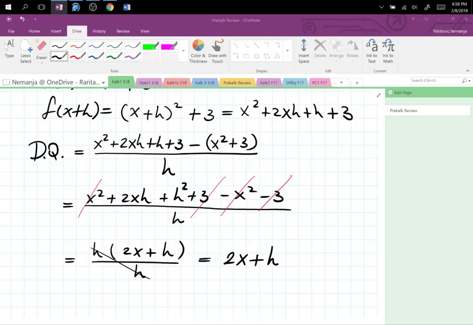Now, big deal, right? Yeah, because when you put a limit in front and send h equal to 0, this 2x becomes the derivative of x squared plus 3. And all of a sudden it becomes the central idea of Calculus 1. So yeah, pretty big deal. Get used to these calculations quickly.